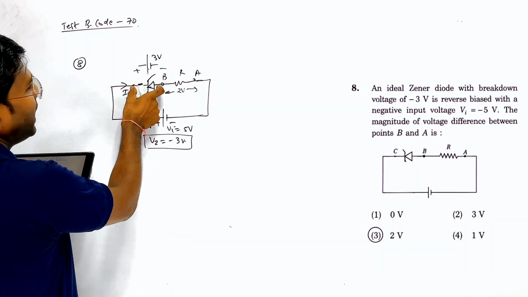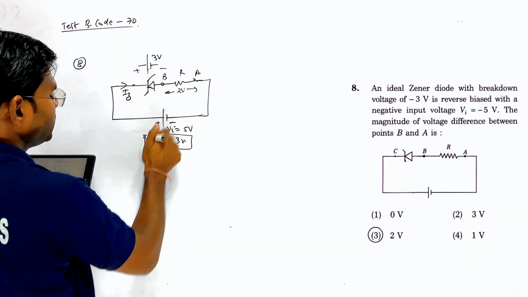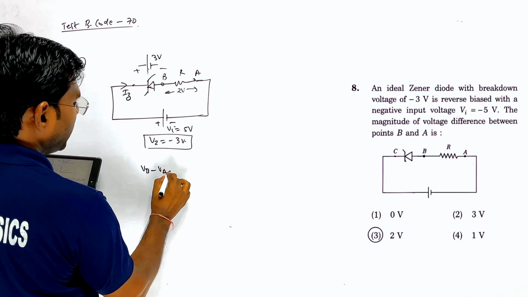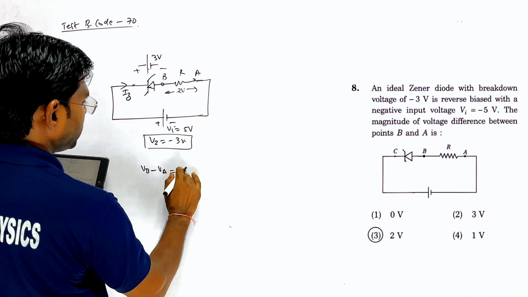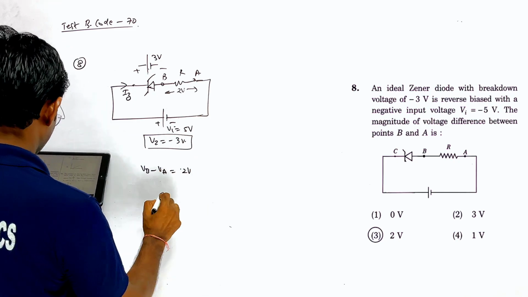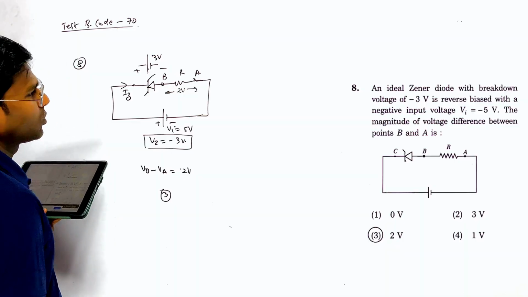If it is 5 and the 3 volt is dropped over here, so what is VB minus VA? VB minus VA is 2 volt, right? So which option is the correct option? The third option is the correct option, right?